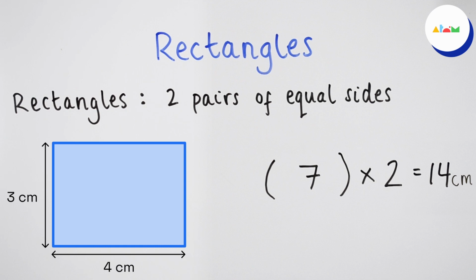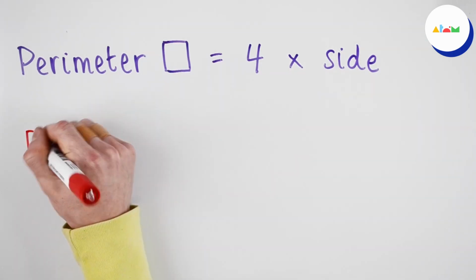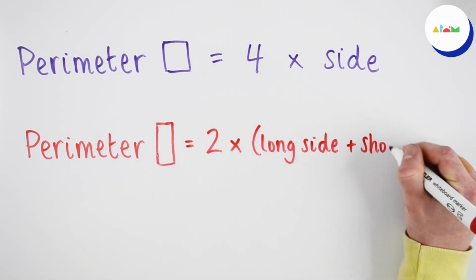When using this formula, remember BIDMAS. The values inside the brackets must be added together first, before multiplying by 2. Remember, for squares, we use the formula 4 times side, and for rectangles, we use the formula 2 times (long side plus short side).